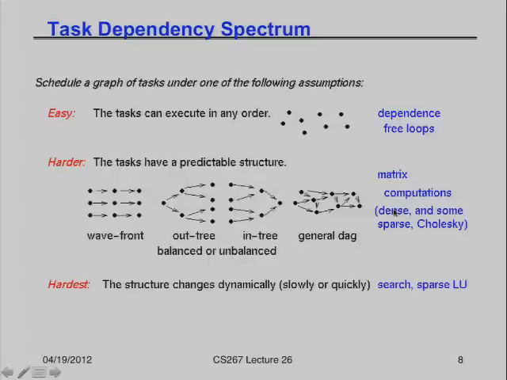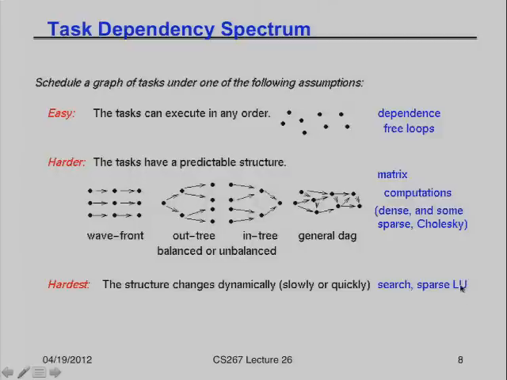And all of these are illustrated by matrix computations. In particular, Cholesky, where you don't have to pivot: if you know where the non-zeros are ahead of time, you know what the dependencies are, and you can schedule that ahead of time. And the hardest case is when it all changes dynamically, search being one, or sparse Gaussian elimination as opposed to sparse Cholesky. So what's the difference between these two?